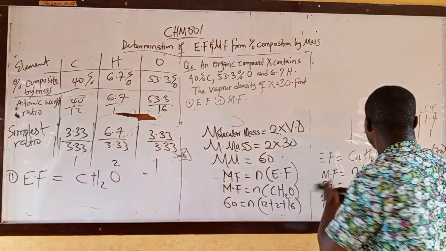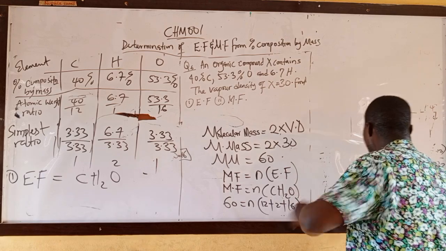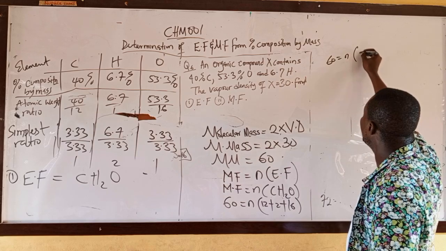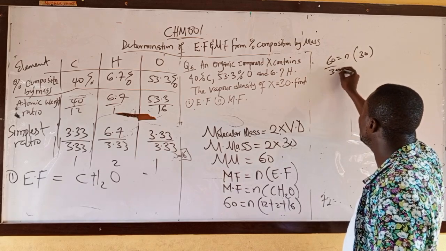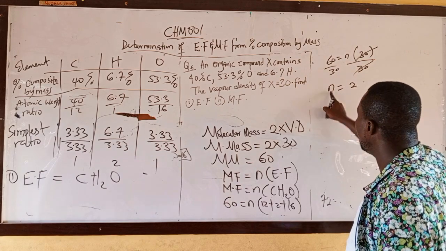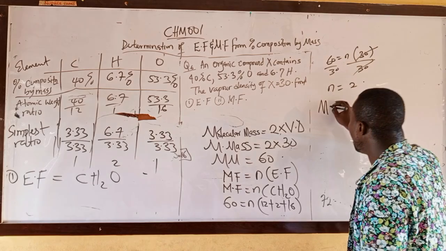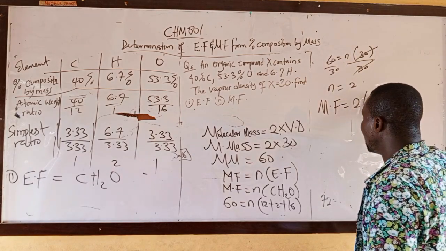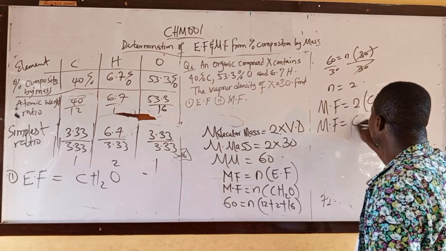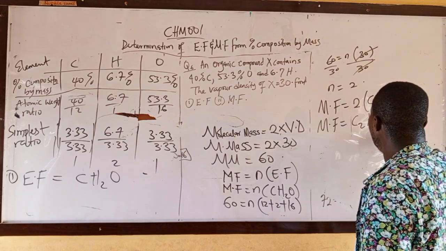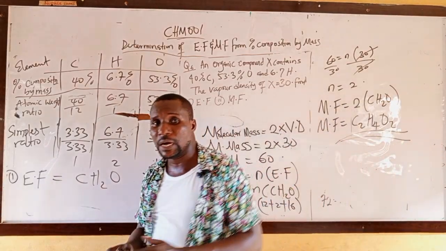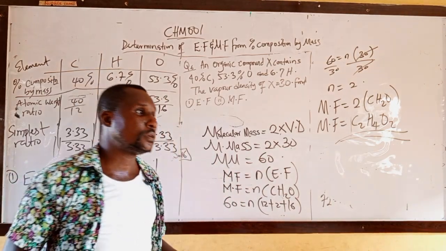We have 60 equals n times 30. Divide both sides by 30. 30 over 30 cancels, so n equals 2. Therefore, the molecular formula equals 2 times the empirical formula. 2 times C1 gives C2, 2 times H2 gives H4, and 2 times O1 gives O2, so C2H4O2. Take note of that.